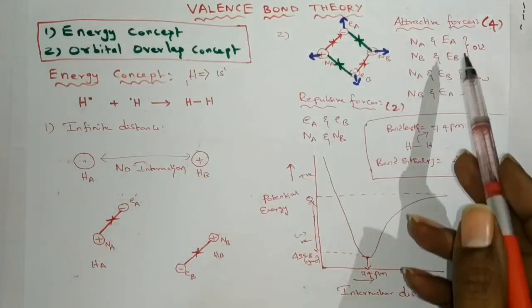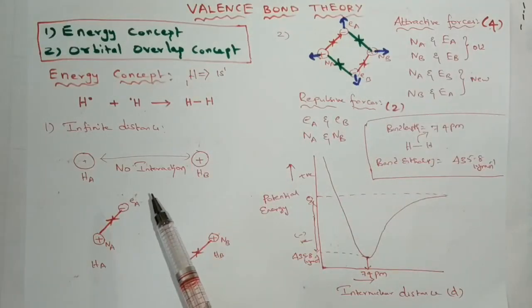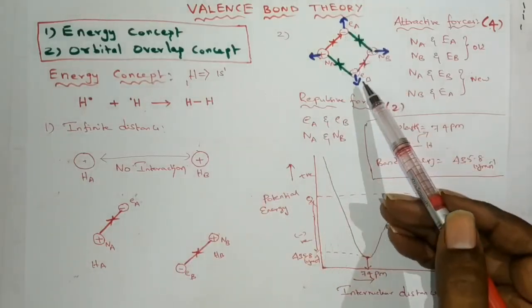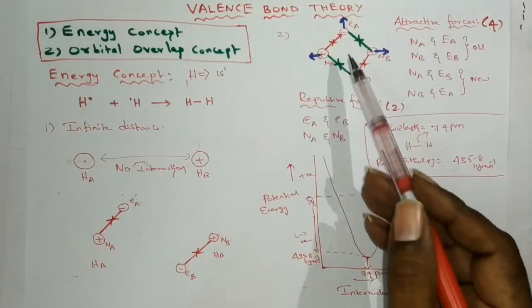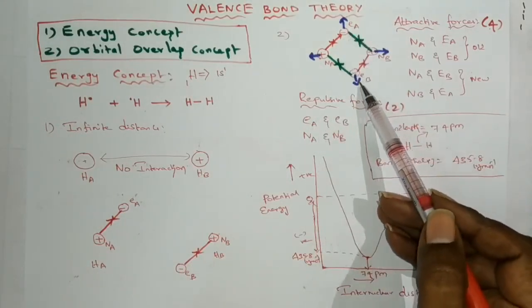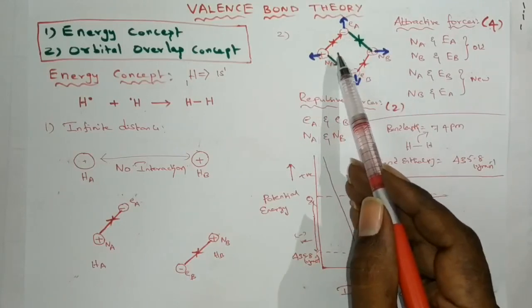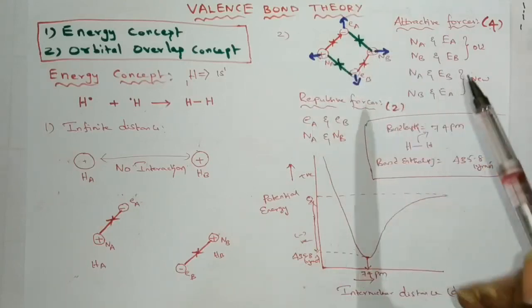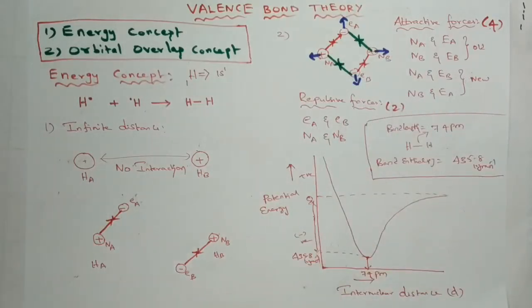When they approach each other, not only the force of attraction, the force of repulsion also operates. The repulsion forces operate between the two like charges. Here the electron of hydrogen atom A repels the electron of hydrogen atom B. This is the repulsive force. Also, there are repulsive forces between the nucleus of hydrogen atom A and the nucleus of hydrogen atom B. So there are only two forces of repulsion. There are four attractive forces and two repulsive forces.